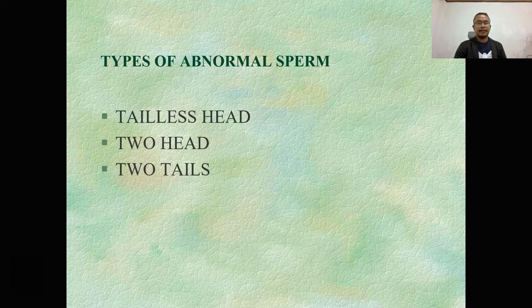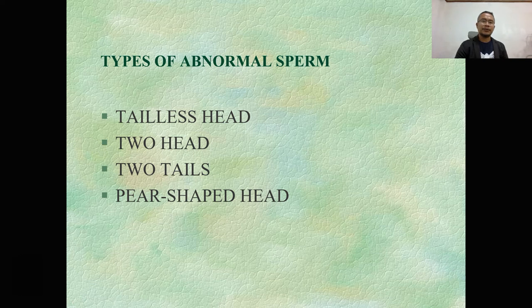Okay, we have the types of abnormal cells. A sperm cell can be considered abnormal if it is tailless, has two heads, has two tails, or has a pear-shaped head. So in semen processing, all of these things are checked to ensure a processed semen that will produce a higher number of normal sperm cells.